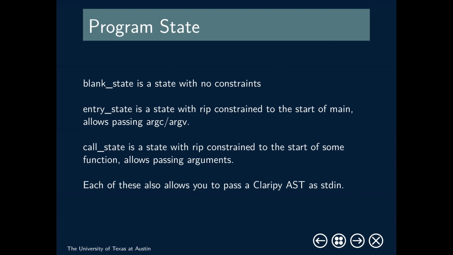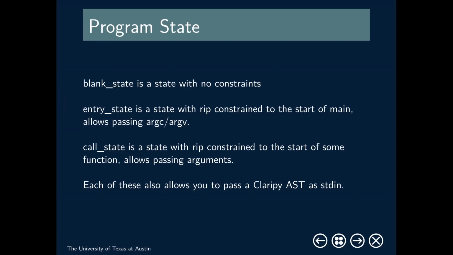There are a few templated states that you can use. The blank state is just a state with no constraints. I don't really know any reason why you would use that, but I put it on here anyway. The entry state is a state with the program counter constrained to the start of main, and it also allows you to pass argc and argv, which is going to constrain the value of RDI, the value of RSI, and the values of memory in order to properly set up the execution state.